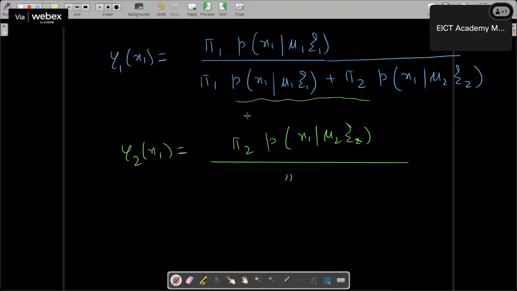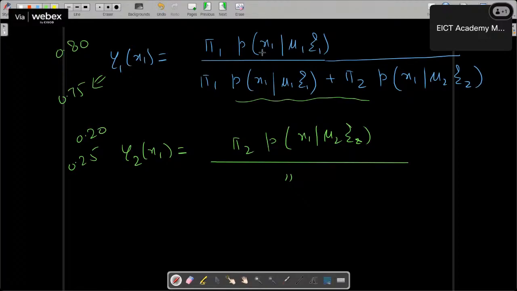And the sum of gamma 1 x1 and gamma 2 x1 will be 1. So this one is, let's say, 0.75, and this one, let's say, 0.25. For another data point, this may be 0.80 and this will be 0.20, likewise. The sum of both is equal to 1 because we have designed it in such a way. So that is the responsibility.